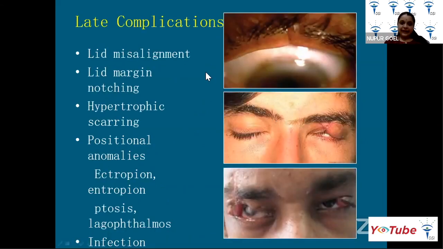The various late complications that can occur with eyelid tear repair include lid misalignment and lid margin notching, if the basic principles are not followed. There could be hypertrophic scarring, positional anomalies like ectropion or entropion, ptosis, lagophthalmos, and there could be a delayed infection. So it is important to cover these with post-operative systemic antibiotic coverage to avoid infection.